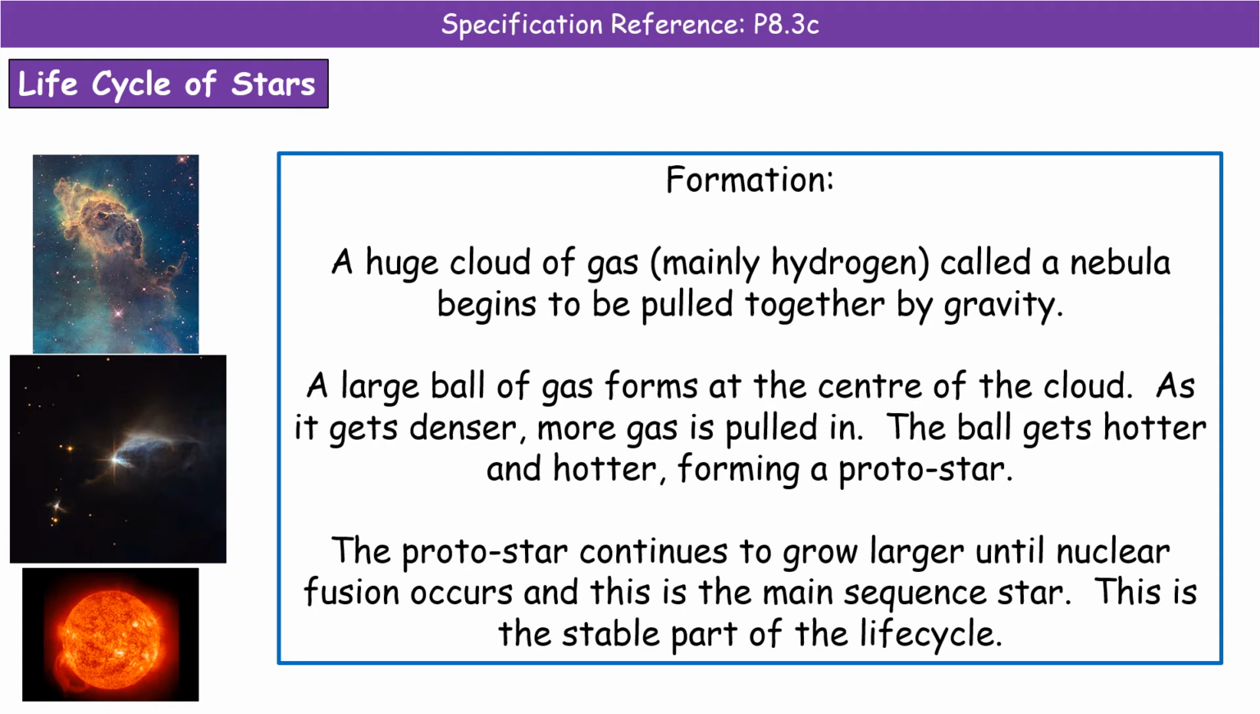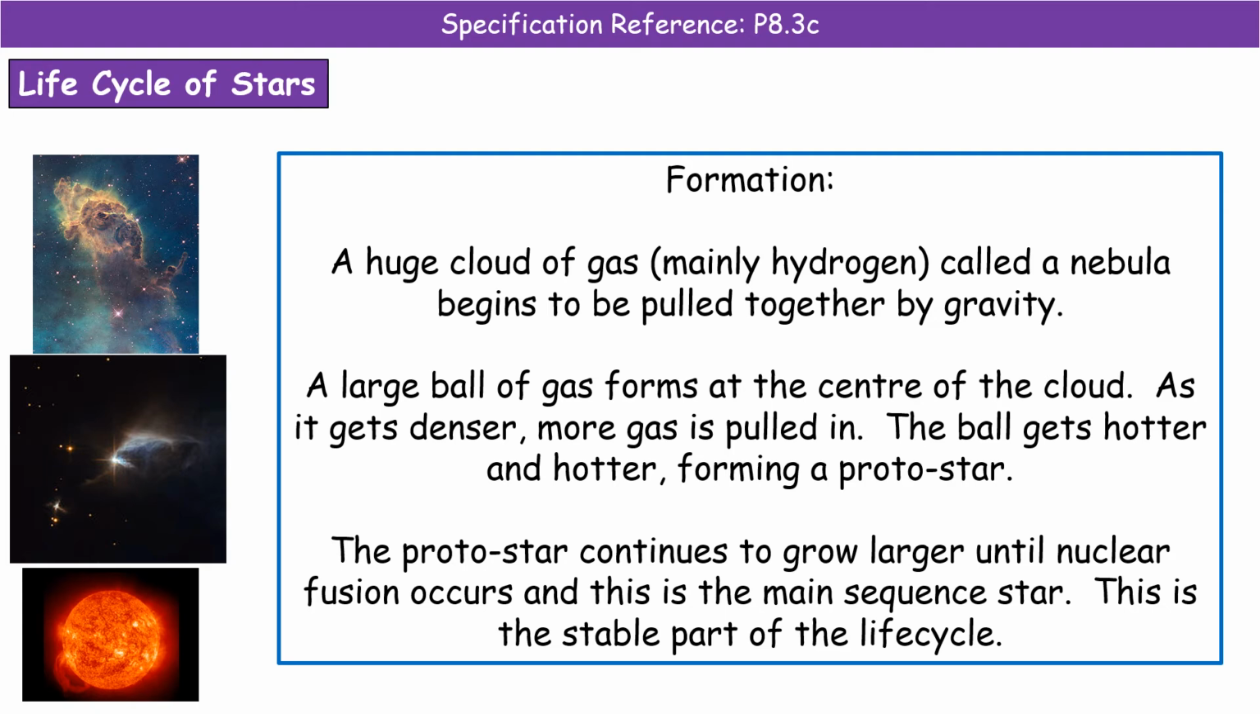That large ball of gas forms at the centre of the cloud, gets denser, pulls more gas in, the ball gets hotter, and eventually we form this thing called a protostar. So this is where we've got a very hot ball of gas that's still pulling more gas together. That protostar continues to get larger and larger until we get to that point of nuclear fusion.